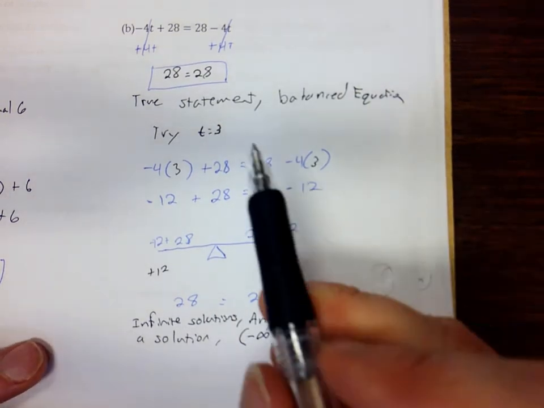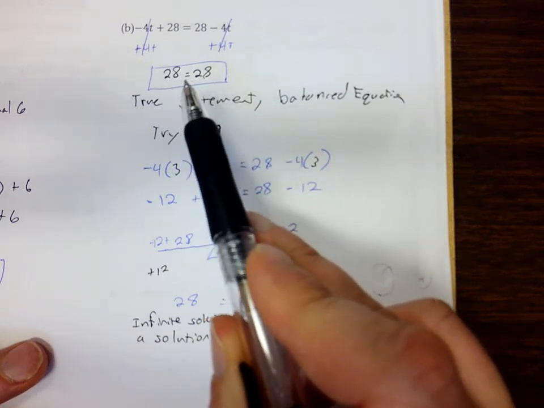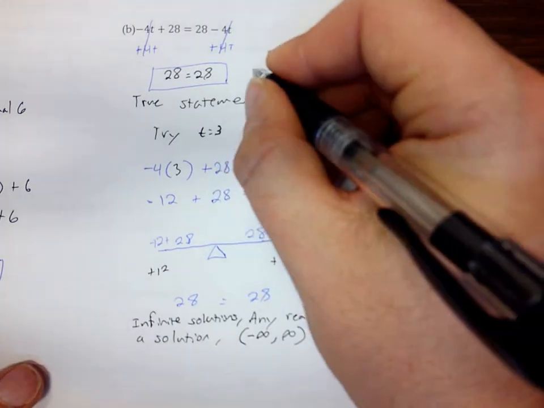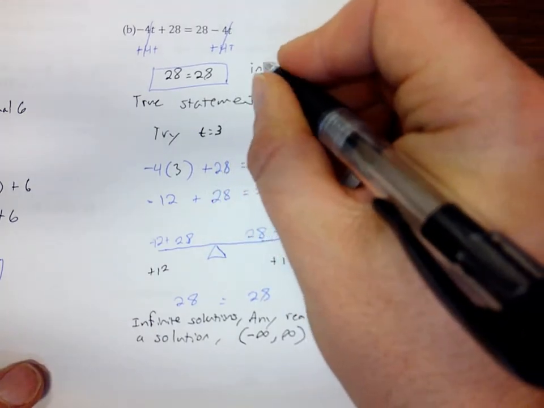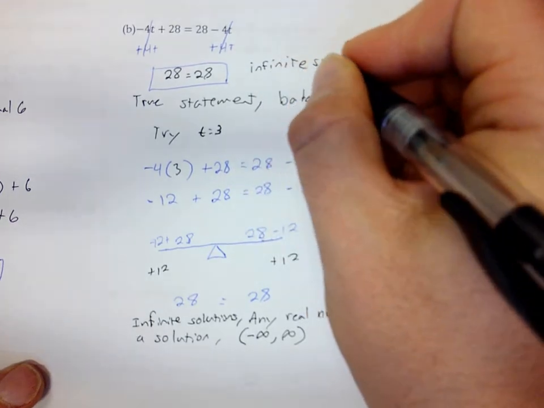But the key idea here is when your variable cancels out and you get a true statement, this has infinite solutions. Anything will work here for your variable. Infinite solutions.